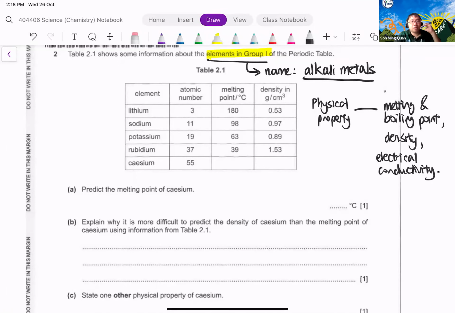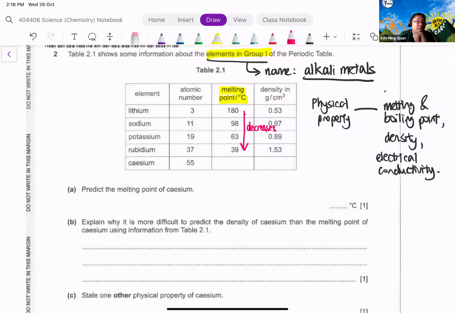Now you are asked in part A to predict the melting point of cesium. Quite clearly, if you look at the melting point, the trend is that it decreases. The melting point decreases down group 1, which is what you have learned. For group 1, the melting point decreases down the group, and the data suggests that.